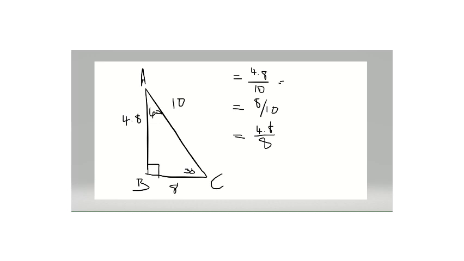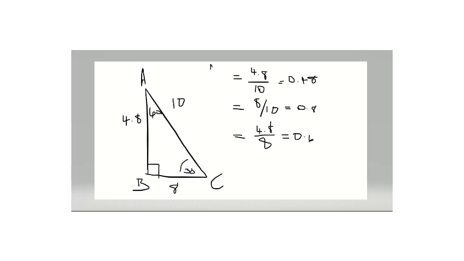So this is 0 point. Can you give me the answer? Use the calculator to calculate this. This is 0.48. This is 0.8. This is 0.6.